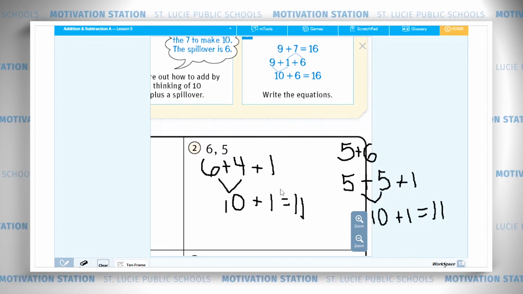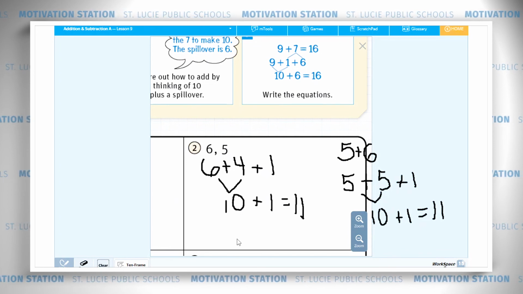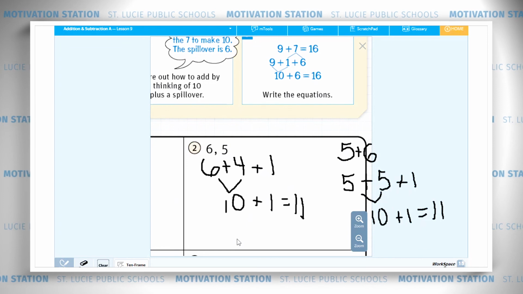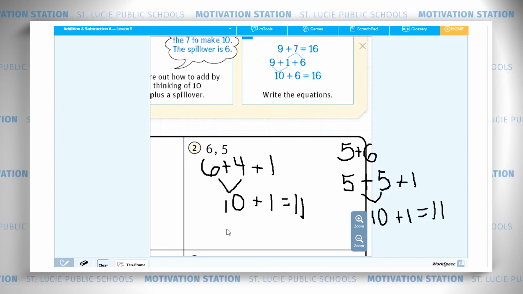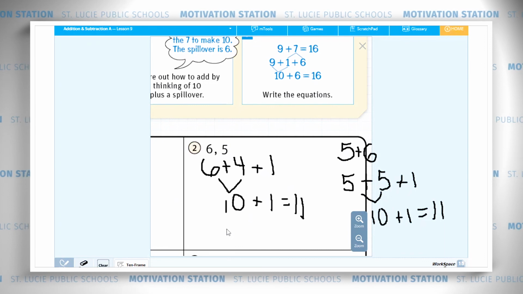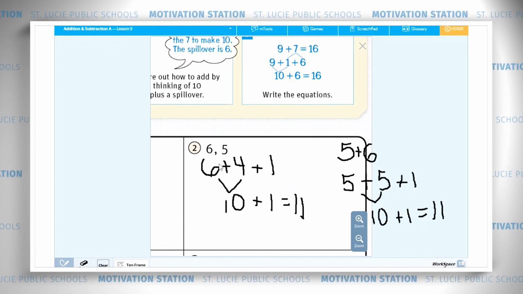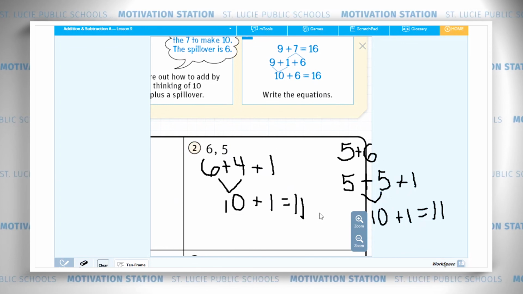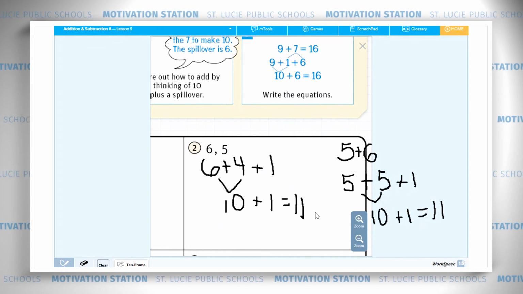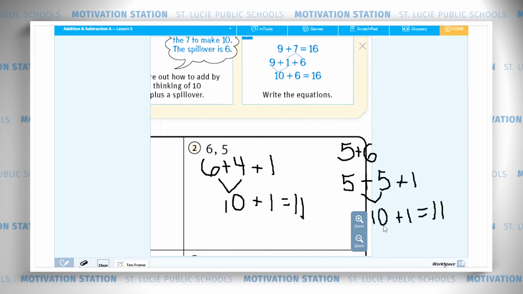All right, boys and girls, your task for the rest of today is to complete number 3, 4, 5, and 6, and be able to share that with your teacher. 3, 4, 5, and 6 on this workspace, page 15. Work them out the same way that we've been doing here, making your 10s and figuring out how much you have in your spillover to make your 10 and add mentally.